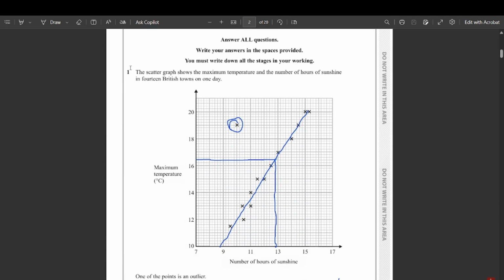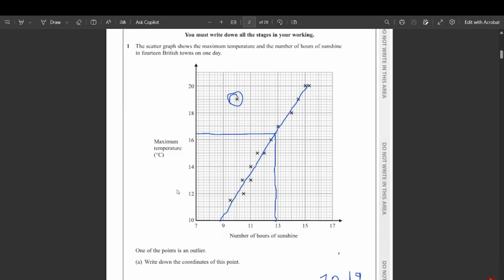Now, starting off nice and simple with a scatter graph question. We're shown a scatter graph that shows the maximum temperature and the number of hours of sunshine in 14 British towns on one day. And we're asked to write the coordinates of the outlier. Now, an outlier is the point which doesn't match the rest of the pattern. So clearly this point here doesn't match the rest of the pattern. So we simply write down the coordinates of that. So it's the x coordinate first, so it's 10, 19.